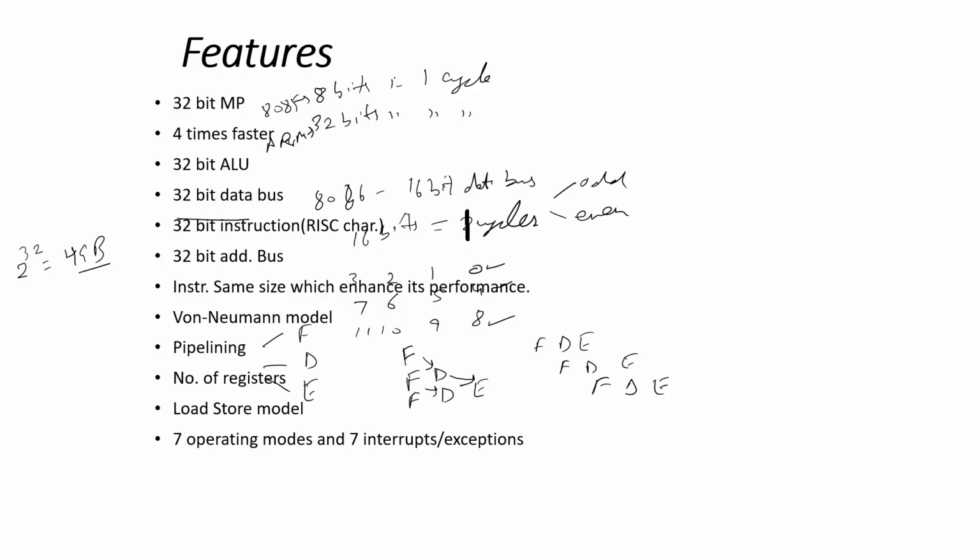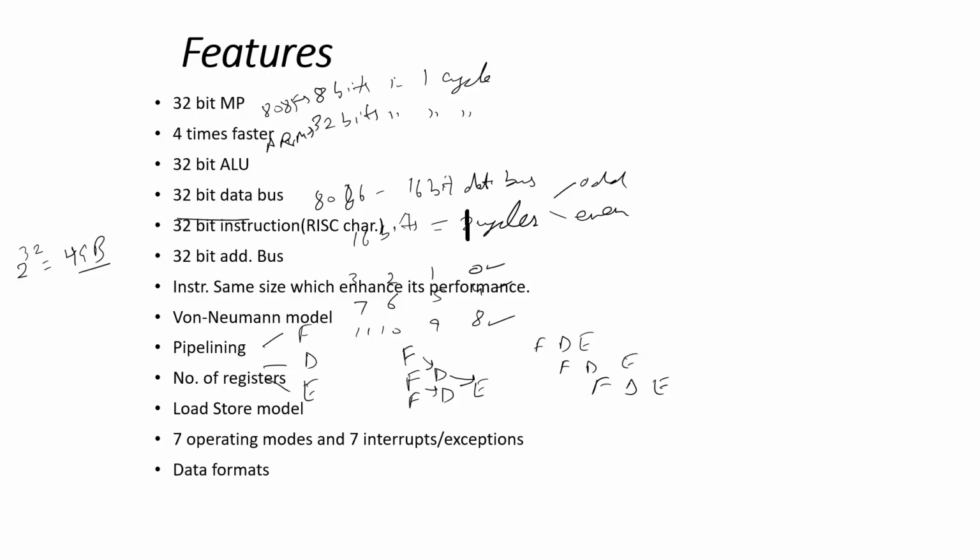ARM processor has 7 operating modes and 7 interrupt exception modes. In case of the 7 operating modes, there are user, FIQ, IRQ, supervisor mode, abort mode, undefined mode, and system mode. And the 7 interrupts, or we can say exceptions, are: reset, software interrupt, undefined instruction, prefetch abort, data abort, interrupt, and fast interrupt. So the exception makes ARM enter into the different modes.